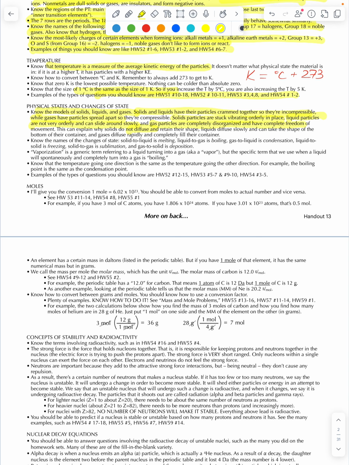Probably not going to ask you too much detail about that. If I do ask one, it will be something about the difference in the models, and maybe something like a clue about which state it is, solid, liquid, or gas, depending on those properties, whether they're incompressible or they can diffuse or whatever.